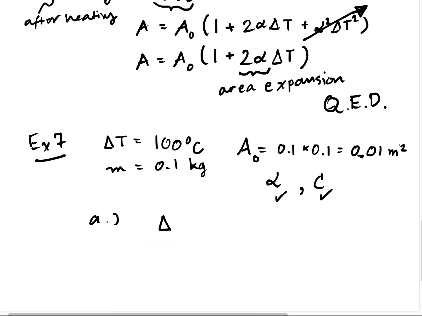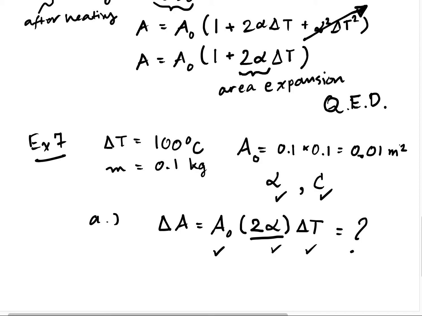So you have delta A here as the A0 times the area expansion coefficient. This is what we just proved from example 6. So it is 2 alpha, and then times the delta T. All are given in the equation, so you should be able to find the delta A.